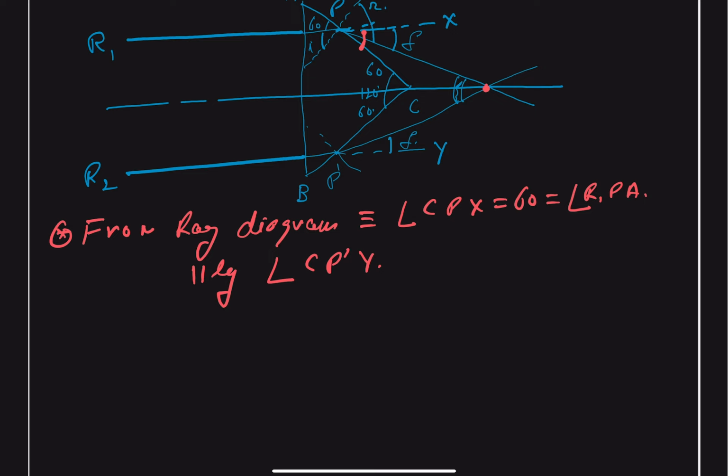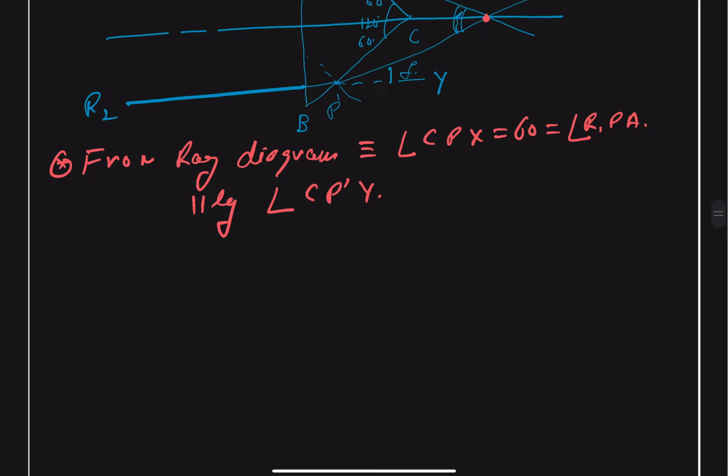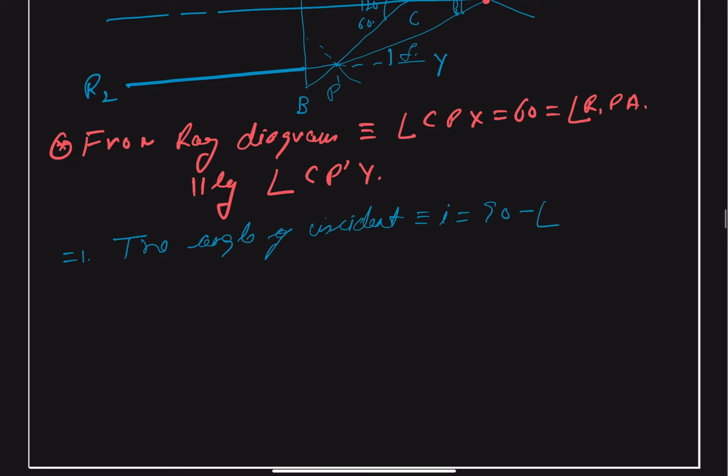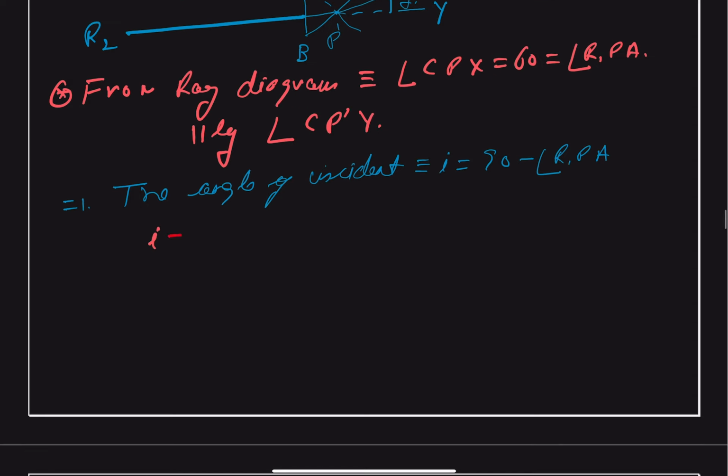So now we can find out our angle of incidence. The angle of incidence, which is our I, is equal to 90 minus R1PA, which is about 60 degree. So we get I1 equal to 90 minus 60, giving us 30 degree.